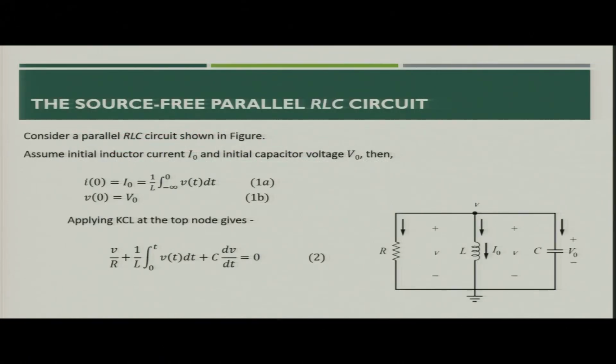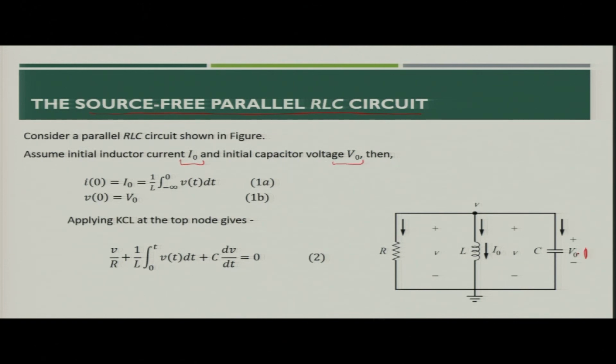Now, let us talk about the source free parallel RLC circuit. So, what will happen in this case? You will have R, L and C, all these components in parallel. So, what you need to do? You have to first figure out the initial condition. Let us assume that the initial current flowing through the inductor is I naught and the initial capacitor voltage is V naught.